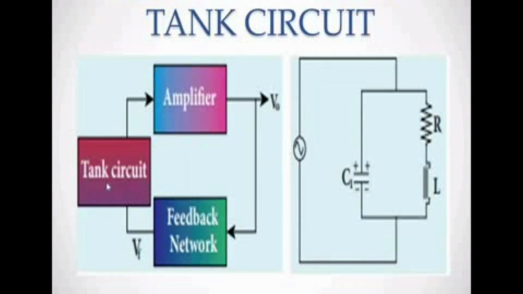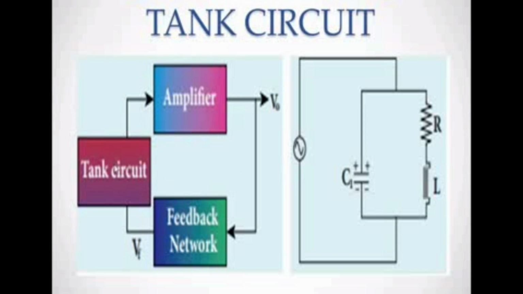So the tank circuit is fixed here. The tank circuit produces the oscillation. Here it produces a damped oscillation. That means the energy of the oscillation decreases. But the amplifier is connected to the tank circuit. So whatever amount of energy decreases in the tank circuit, that energy is supplied from the amplifier.